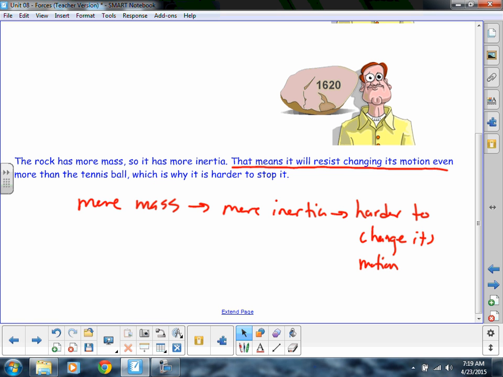So speed doesn't have anything to do with it. I mean, think about it. You could have a marshmallow coming at you at 100 miles an hour. That's going to be easier to stop than somebody lobbing the bowling ball at you at 2 miles an hour. It's going to resist changing its motion more because it has more mass.